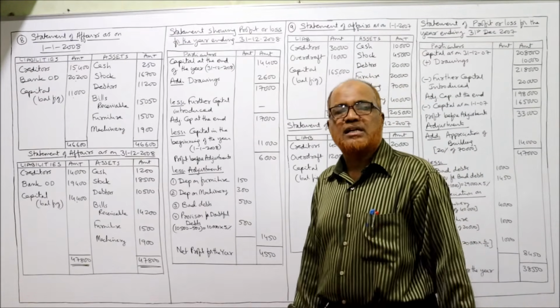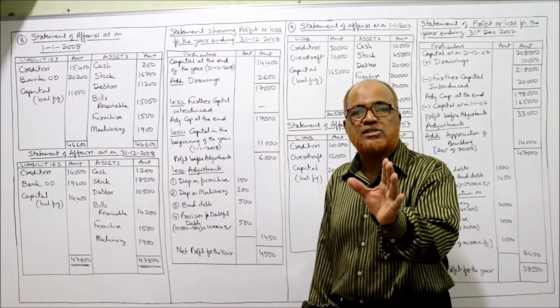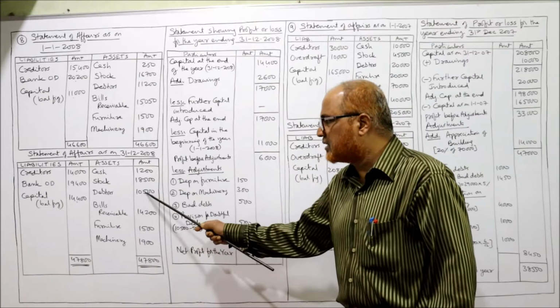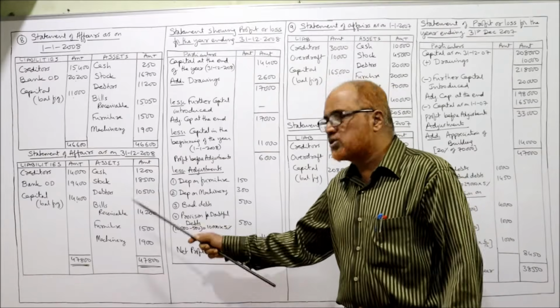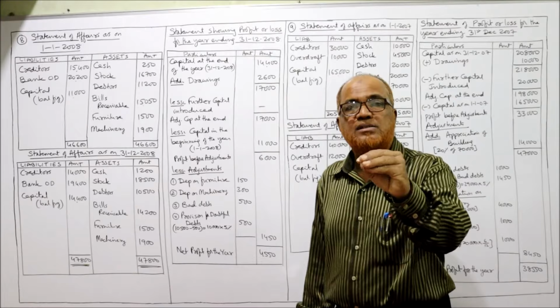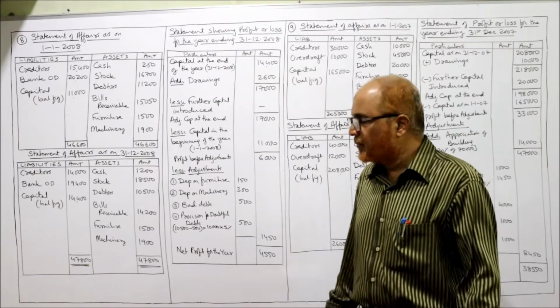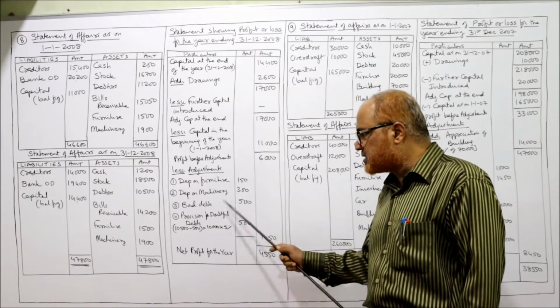Provision for doubtful debts: it is asking you to make 5% on debtors. As per the balance sheet, debtors are 10,500. Total debtors at the end of the year are 10,500. But in this 10,500, 500 rupees are bad debts, irrecoverable debts. So deduct the bad debts: 10,500 minus this 500, bad debts are 500.